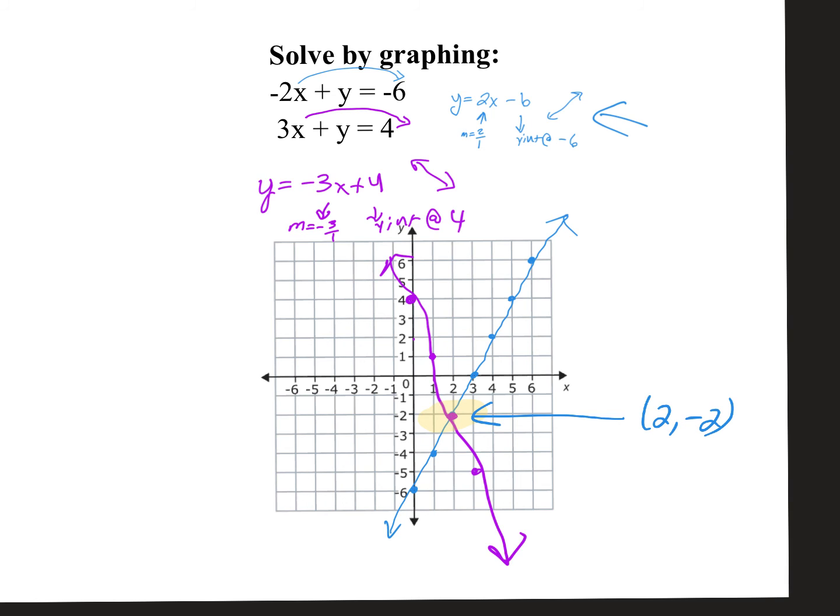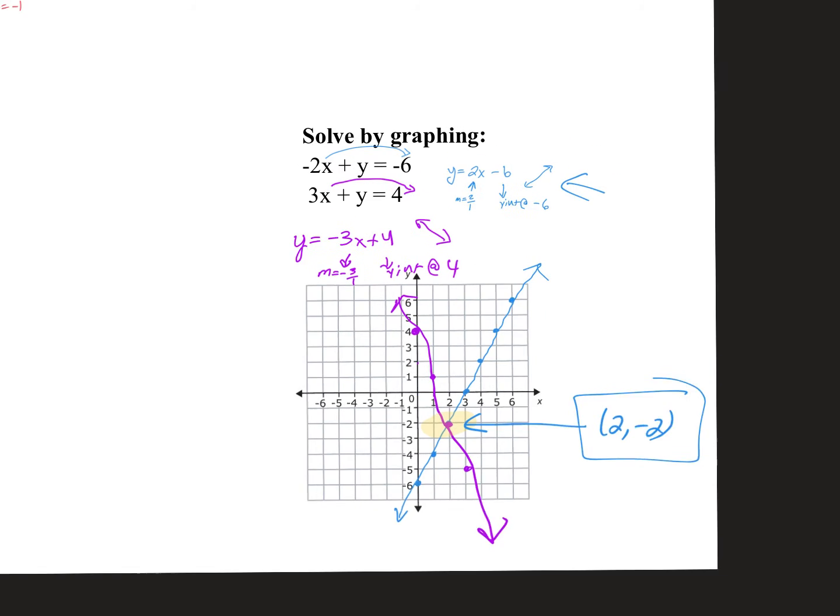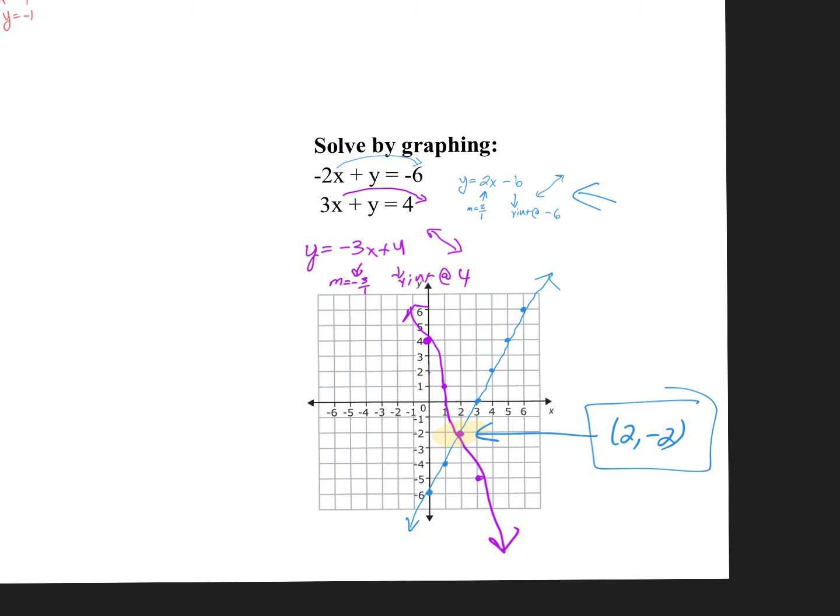On a multiple choice test, very easy. I bet you one of the answer choices is negative 2, positive 2. Just don't make silly mistakes. Take your time. You guys will have time to do things, so just don't make silly mistakes. All right, let's move on to page number 2.